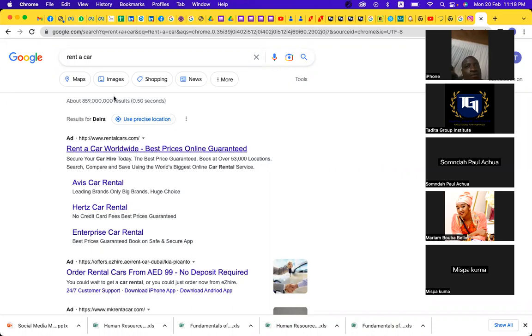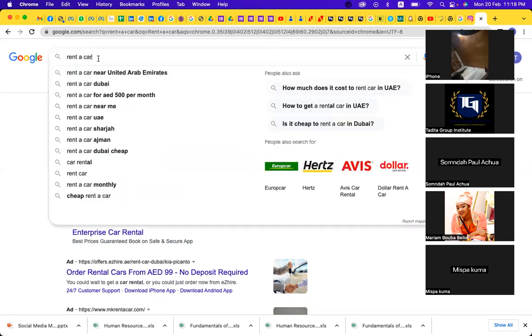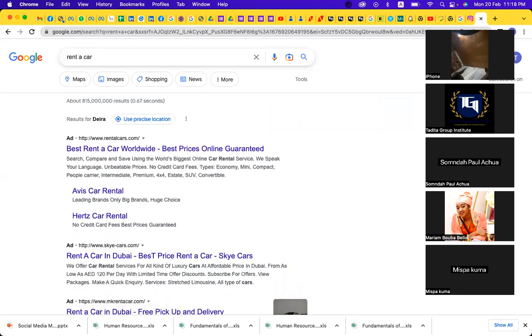Now, when you do this search, Google is going to tell you the total number of search results for this particular search term. So when you type rent a car, Google is able to see this particular search term 859 million times. That's why we have here 859 million results. And this search takes a fraction of a second for you to get the result. Immediately I type the word rent a car and click enter, it took 0.67 seconds for me to get this result. So that's the meaning of the 0.67 seconds you have here.